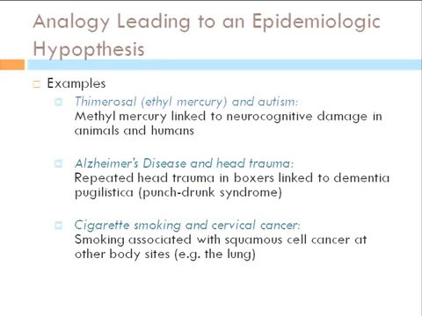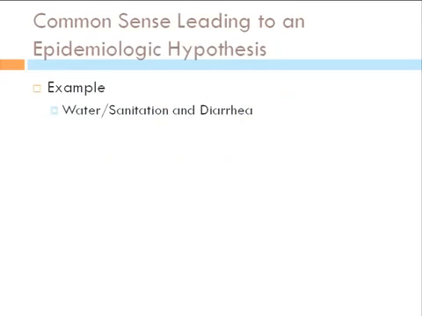Or cigarette smoking and cervical cancer, all right? Smoking is associated with squamous cell cancer at other body sites, so in the lung. So why wouldn't it potentially be linked to cervical cancer as well? So this is just where are we coming up with ideas that we can then test, right? Then there's common sense leading to an epidemiologic hypothesis, water/sanitation and diarrhea, okay?